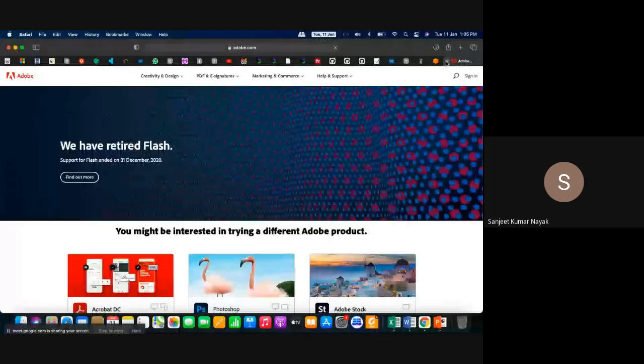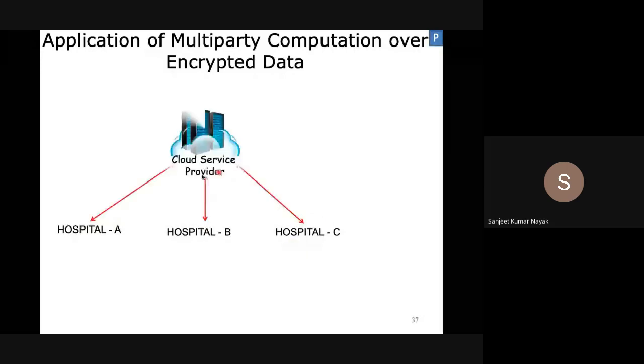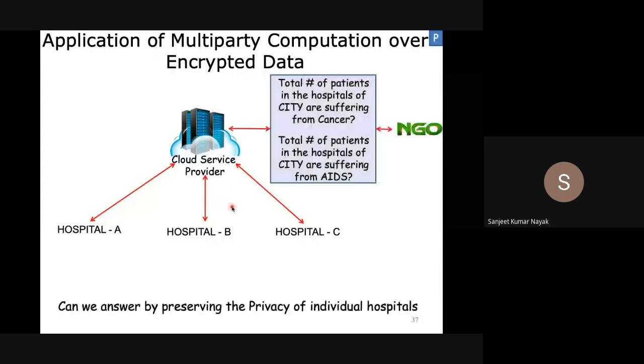So what is the issue? Issue is, you see here in this example, you can understand. Suppose there are three hospitals: hospital A, hospital B, hospital C. Okay. Now they have encrypted the data using the same key, and they have stored it in the cloud. And what is the data that they have stored? They stored this data. I mean, total number of patients in the city suffering from cancer or AIDS, something like that. Okay. Hospital A has stored, hospital B has stored, C has stored, and everybody has stored the data by encrypting using the same key.